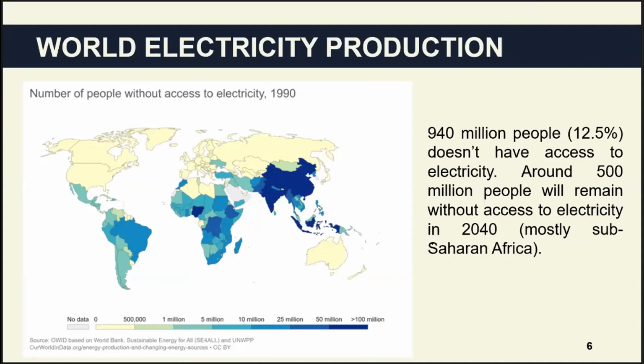So the number of people without access to electricity was declining, and it has decreased from 1.5 billion to less than 1 billion in 2016. Around 500,000 people will still remain without access to electricity in 2040. And this is a great global issue.